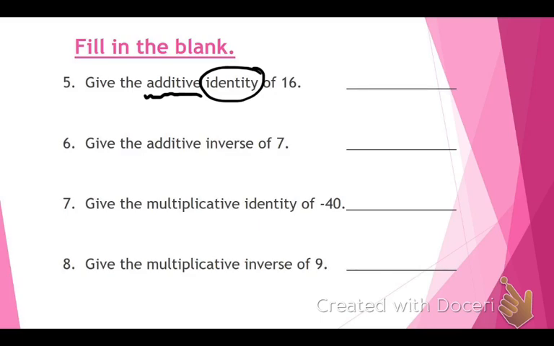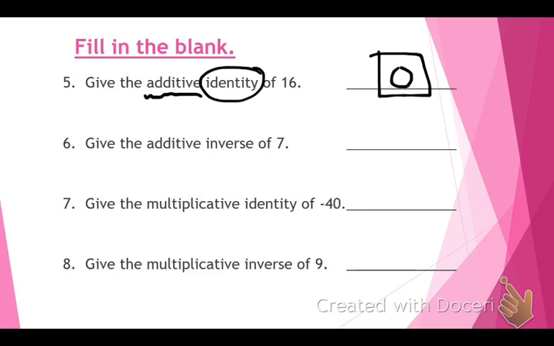So, if number 16 looks into a mirror, who's it going to see? 16. It's going to see itself. So, using the keyword add, what number can I add to 16 so that it will still see itself? 0. So your answer is 0. Every single time, if I ask you what's the additive identity of a number, it will always be 0.